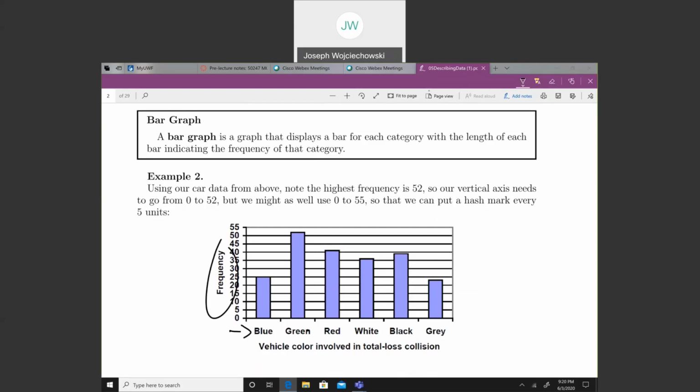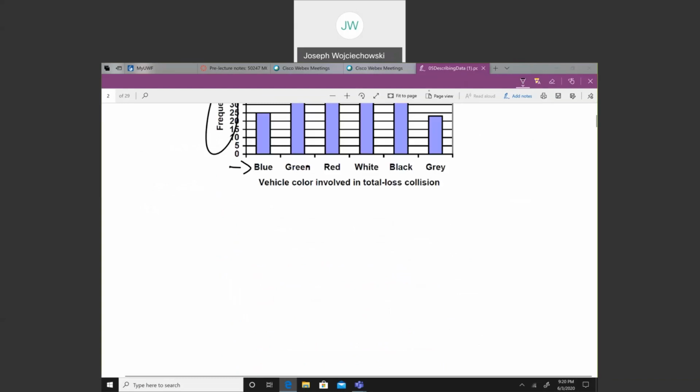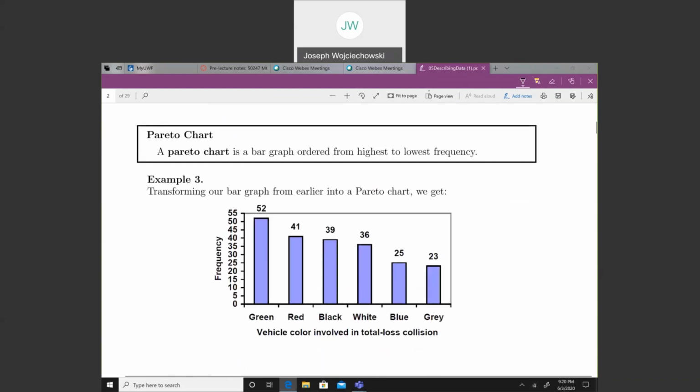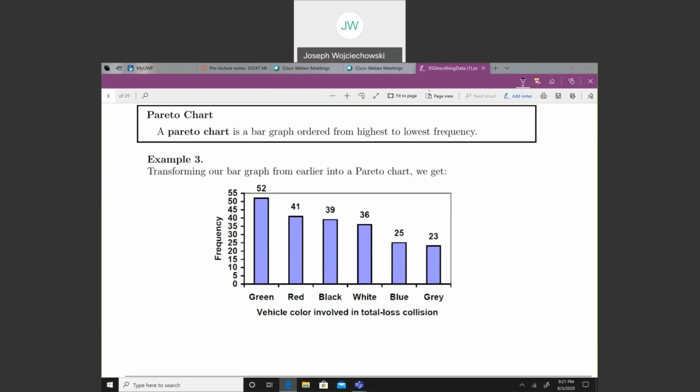Here is another way to represent the same data that was in the previous table. A Pareto chart is a bar graph ordered from highest to lowest frequency. So here we've transferred our bar graph from earlier into a Pareto chart, and this is what we get. Again, it's the same information laid out in a different form. It's still a bar chart, but it's listed from the highest to the lowest. This way we know which has the highest frequency of total loss collisions.